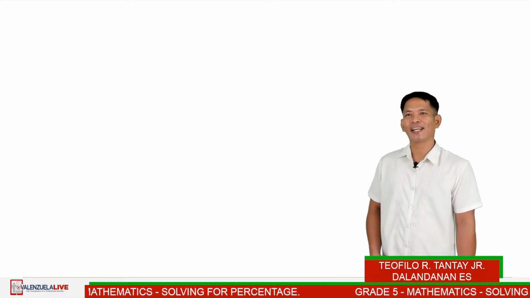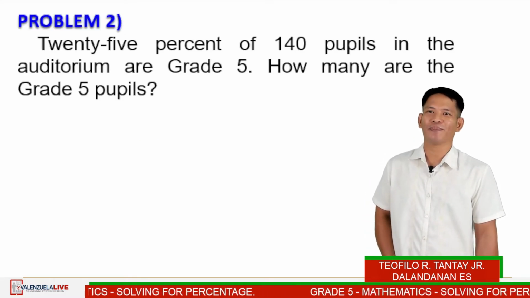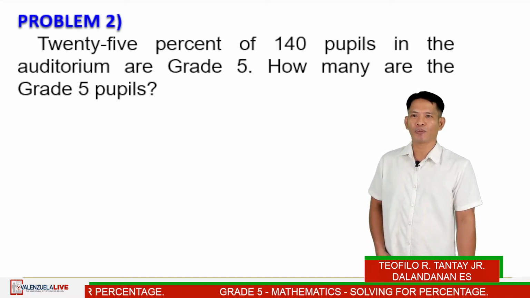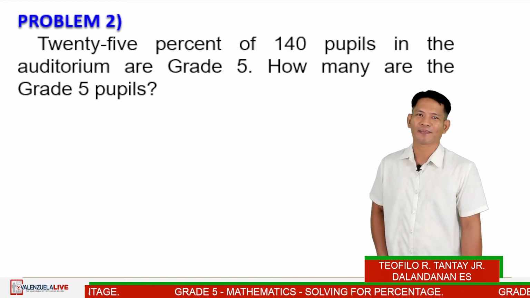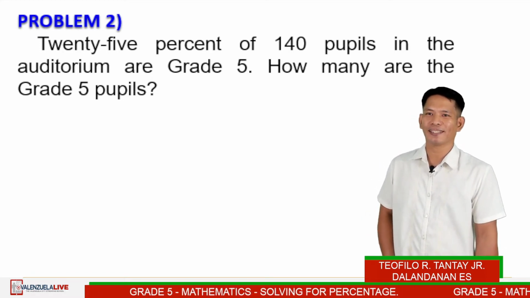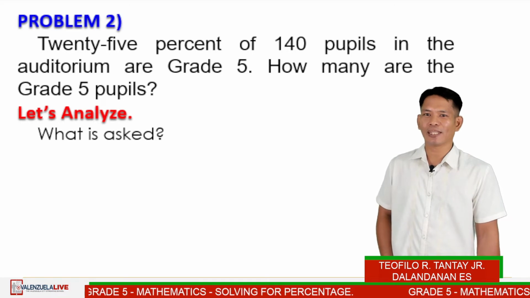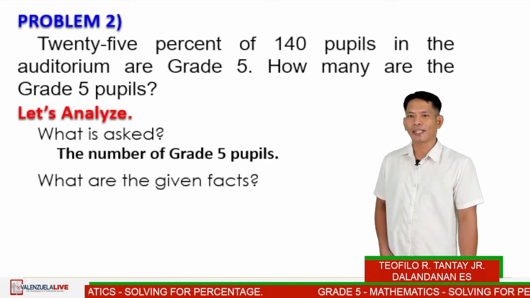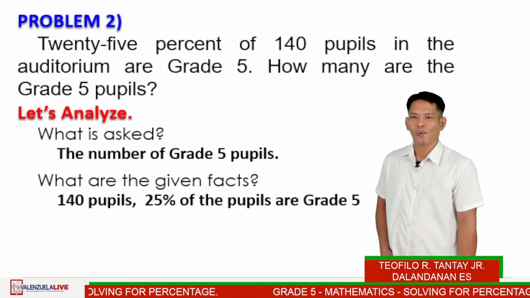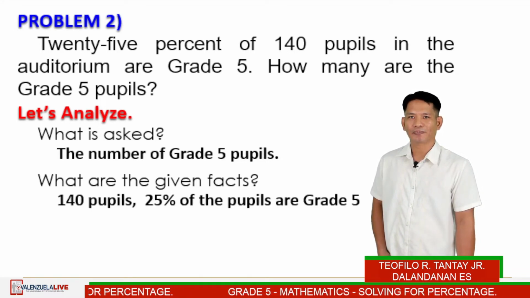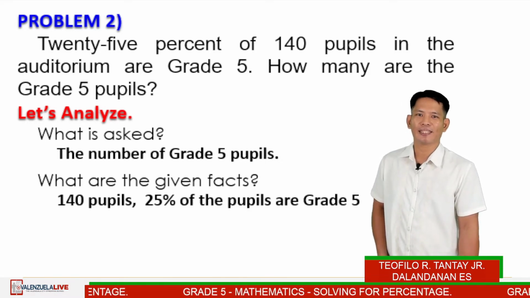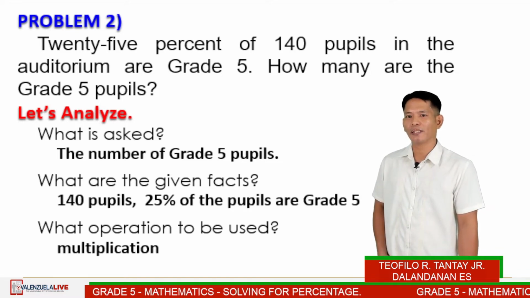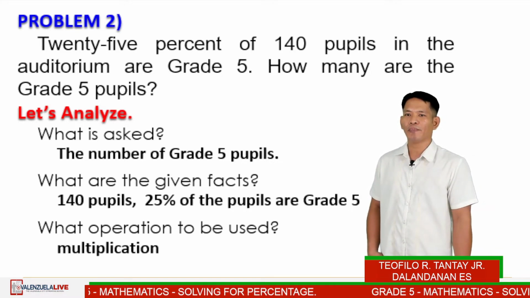Okay, let's try another one. Problem number 2. 25% of 140 pupils in an auditorium are grade 5. How many are grade 5 pupils? Let's analyze. What is asked? Of course, the number of grade 5 pupils. What are the given? We have 140 pupils, and 25% of the pupils are grade 5. Of course, the operation we are going to use is multiplication.